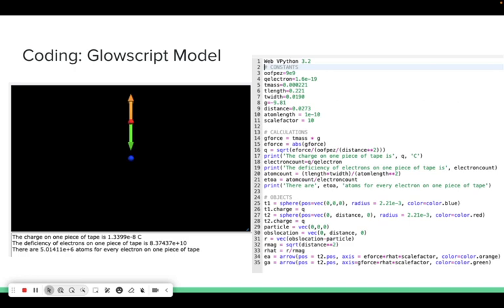Here is my GlowScript model. You can see that tape B was the inner sphere, while tape A is the blue sphere, and the orange arrow represents the electric force. The green arrow represents the gravitational force. As you can see, the forces on tape B are balanced. Obviously this is a completely accurate representation of my experiment. As you can see, my code is here.